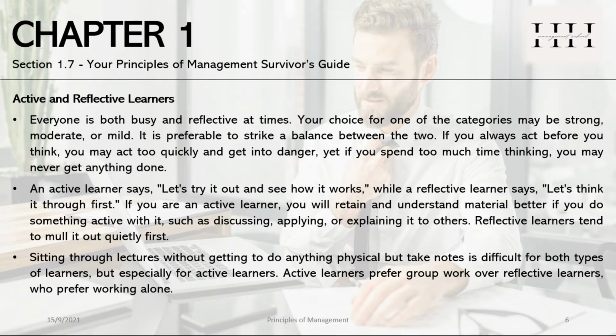An active learner says, "Let's try it out and see how it works," while a reflective learner says, "Let's think it through first." If you are an active learner, you will retain and understand material better if you do something active with it, such as discussing, applying, or explaining it to others. Reflective learners tend to mull it over quietly first. Sitting through lectures without getting to do anything physical but take notes is difficult for both types of learners, but especially for active learners. Active learners prefer group work over reflective learners, who prefer working alone.